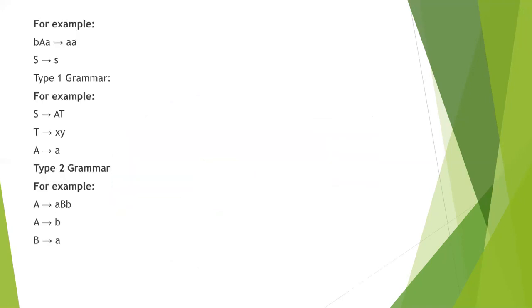Type 0 is known as unrestricted grammar. There is no restriction on the grammar rules of these types of languages. These languages are generated by Turing machine. For example, SAA produces AA, S produces S.